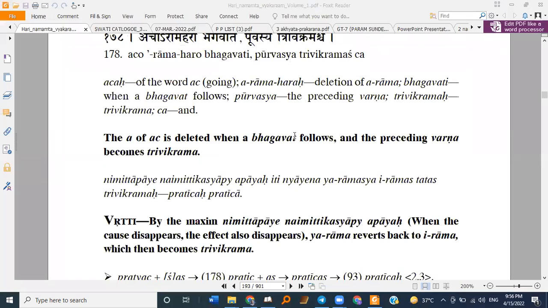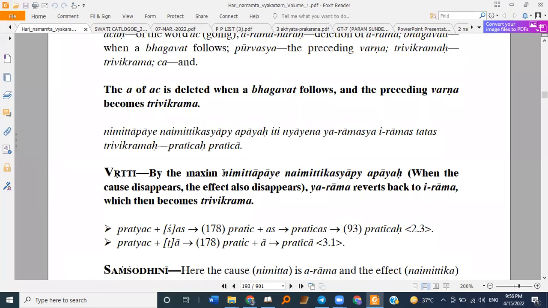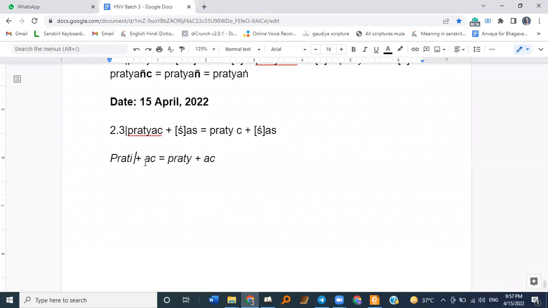Now there is one maxim here. Nimitta paye naimittikasya pipayah. That when the cause disappears, the effect also disappears, which means that now in this case, A was the cause of the change of E Rama into Y Rama, right? By Idvayam Eva Yaha Sarveshwari. So now when the cause itself is gone, the effect also will go with it. So when we delete A Rama, which caused E to become Y, the Y will become E Rama again. So when the cause goes, the effect also goes.